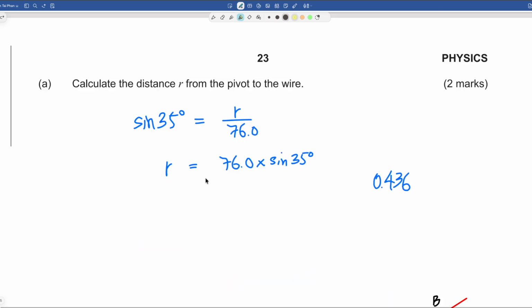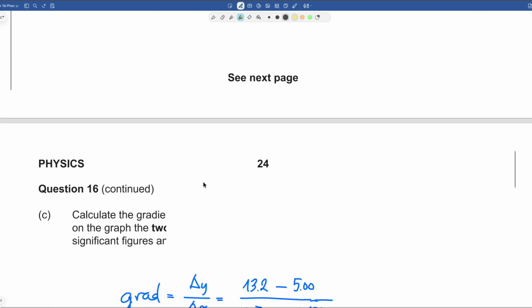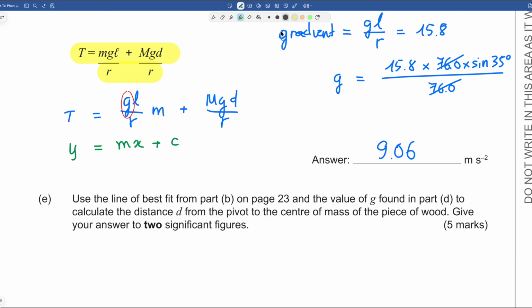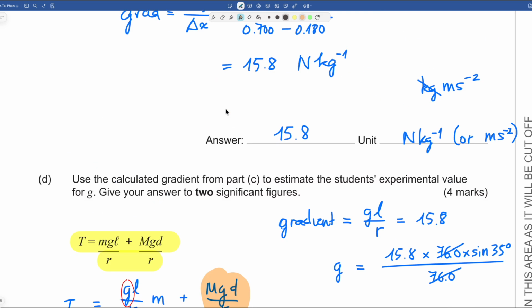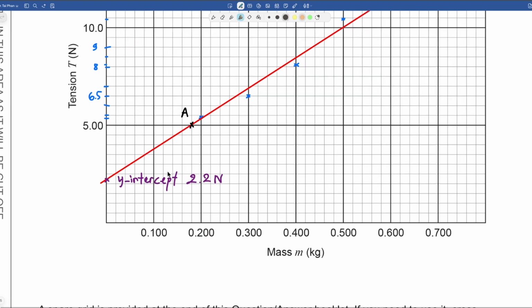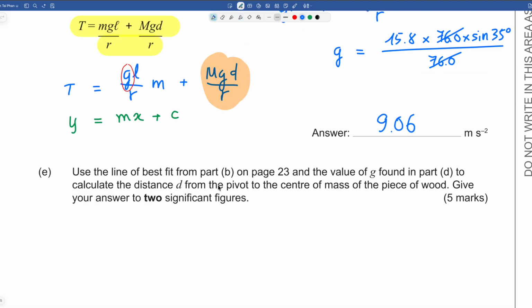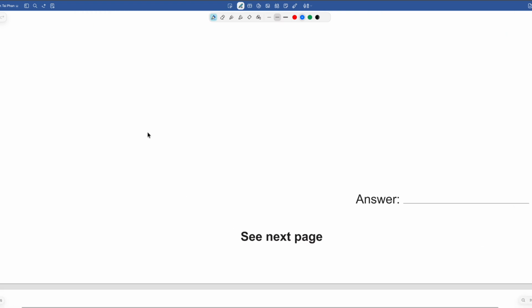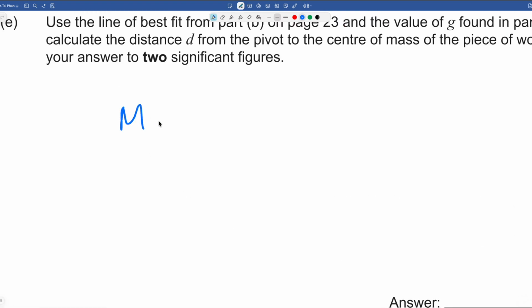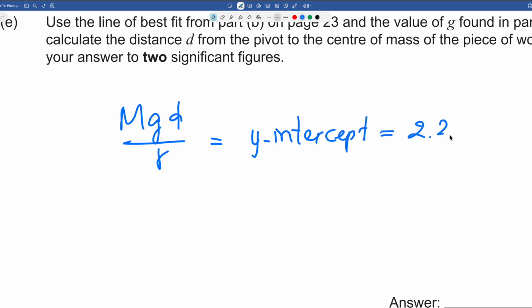And to calculate that d, we will use the y-intercept of the line of best fit. This part, the y-intercept, and that y-intercept, as I indicated here on the line of best fit, is 2.2 newtons. Okay, so now let's finish this question. That thing, mgd over r, equal to the y-intercept, which is 2.2 newtons that I indicated.